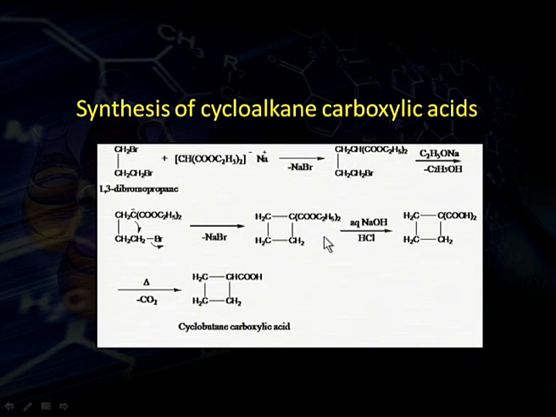This cyclic compound upon treatment with sodium hydroxide produces sodium salt of this dicarboxylic acid, and this dicarboxylic acid upon heating loses 1 molecule of carbon dioxide, and in this way cyclobutane carboxylic acid is obtained. So, we have prepared by malonic ester synthesis a large number of compounds. This is the synthetic utility of malonic ester.